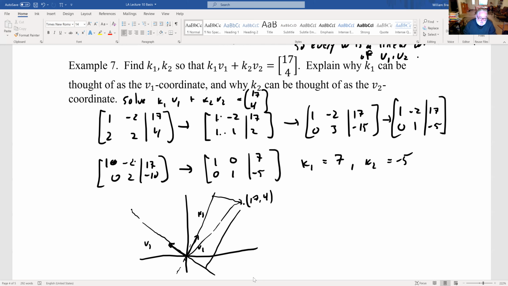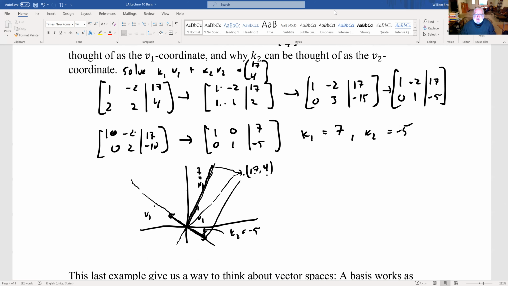And we can think of that as being 7 times V1, and then -5 times V2. K1 equals 7, and K2 equals -5, as being coordinates, right? So 7 V1 minus 5 V2 gives me the vector 17, 4. So we can think of this as a V1 axis and a V2 axis, and instead of the coordinate 17, 4, which is related to the x-axis and the y-axis, we get the coordinates 7, -5, which are related to a V1 axis and a V2 axis.